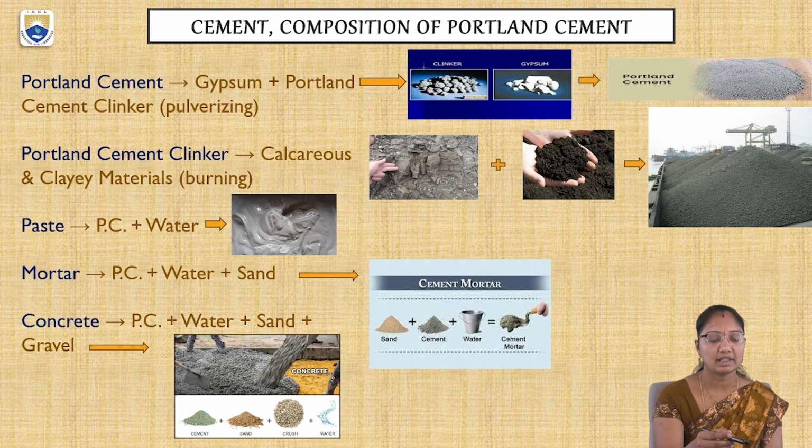So these are the different components in Portland cement. First is gypsum. This is the gypsum and this is the clinker. So gypsum plus Portland cement clinker, on pulverization, gives the Portland cement.